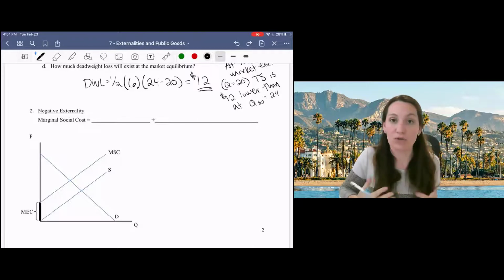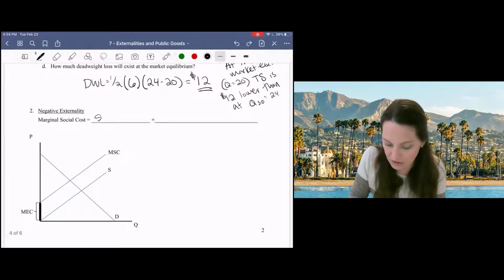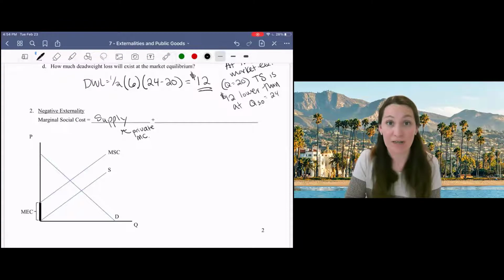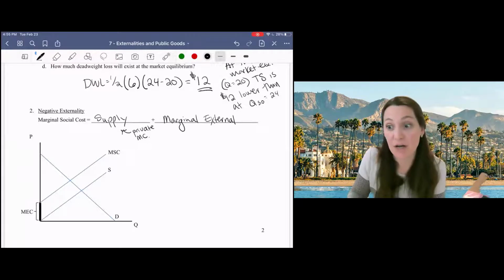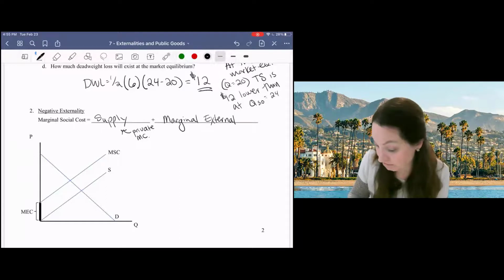In order to think about the socially optimal quantity, we need to think about the marginal social cost, the real cost of the product. To do that, we'll add together our supply curve, which represents the private cost or the cost of producing the product, with the marginal external cost, which is the harm done to other groups in society.